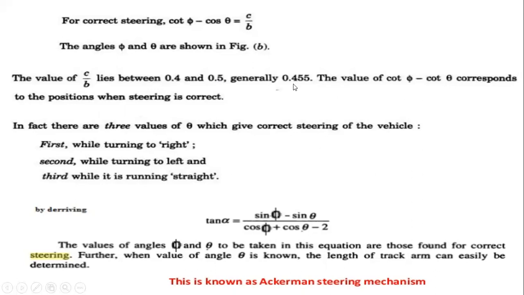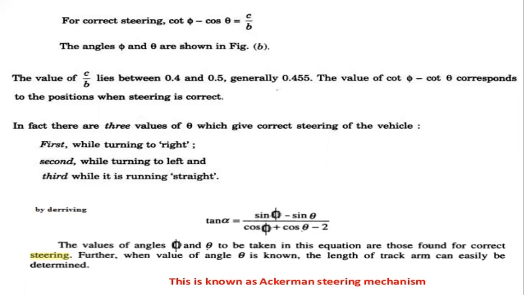Generally, it is taken as 0.455. And the value of cot phi minus cot theta corresponds to the positions when the steering is in the correct position. In fact, there are three values of theta which give the correct steering of the vehicle. The first one is while turning to the right side.